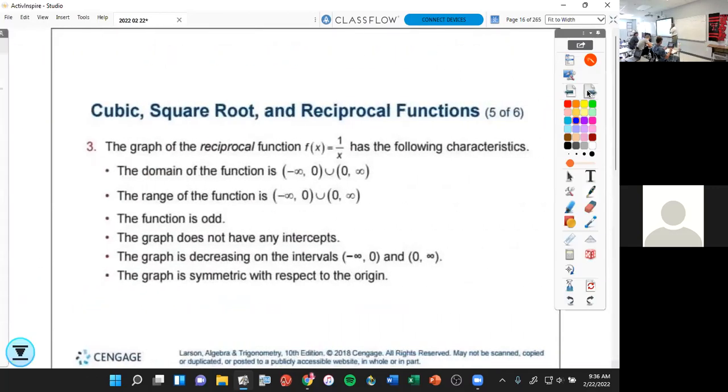Next function, the reciprocal function. Notice that on the reciprocal function, it's 1 divided by x. Immediately, what can x not be? What can you not divide by? Can't divide by 0. So just by looking at the function, we know the domain is not 0, right? Not 0. That's not how they wrote it.